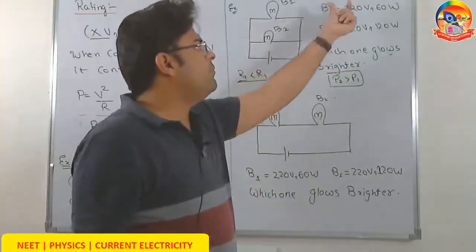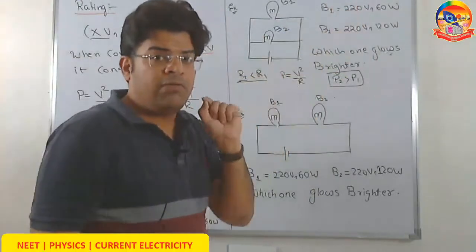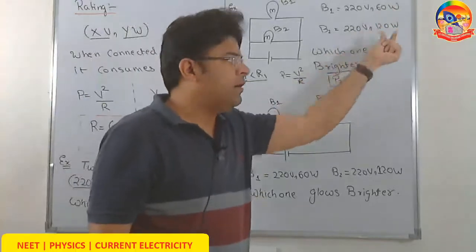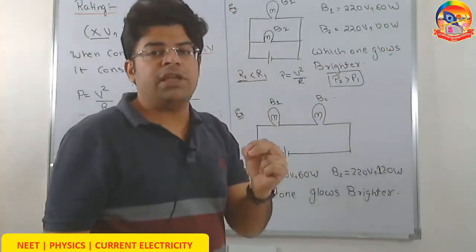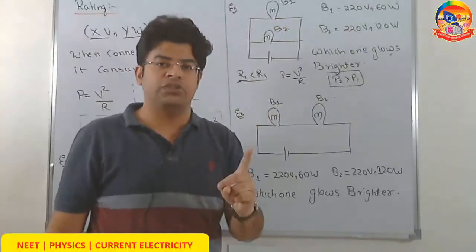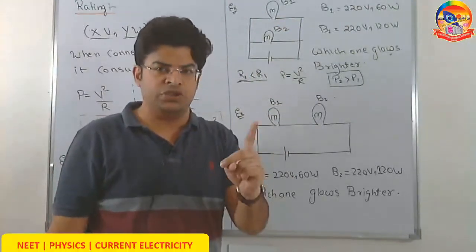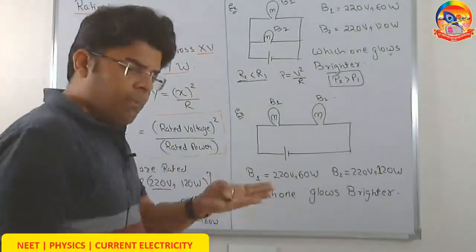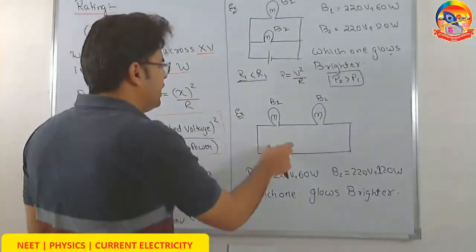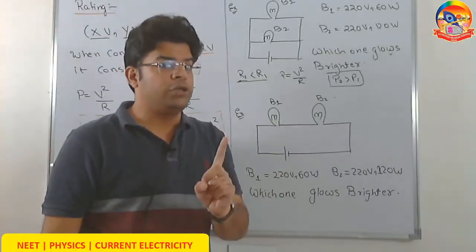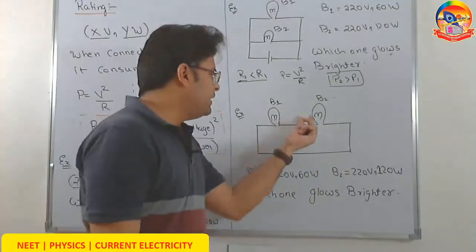So for same voltage rating, the one which has got higher rated wattage, higher rated power consumption, actually glows more when connected in parallel, because they are meant to be used in parallel. They are designed to be used in parallel, as in our household. But by mistake, let's say somebody connects them in series, the way they are not at all meant to be used. They are meant to be used in parallel, but somebody applied them in series.